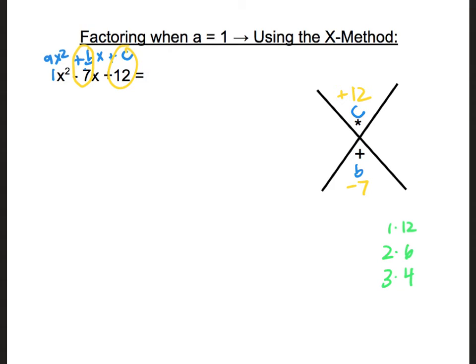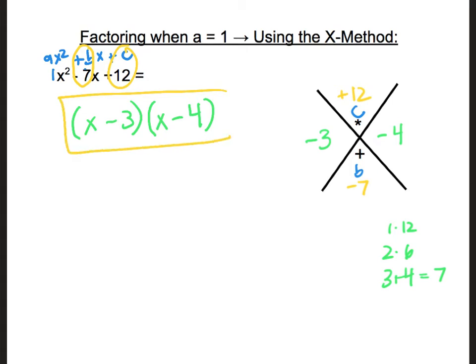So we're looking for two of those numbers that we could use to get negative 7. Well, I know 3 plus 4 equals 7. So I would bet I'm going to use 3 and 4. But I need them to be negative 7, so I could make them both negative, which would work, remember, because negative 3 times negative 4 would give you a positive 12. So that means my two factors are going to be x minus 3 and x minus 4. And this is my final answer. That is how I factor x squared minus 7x plus 12.